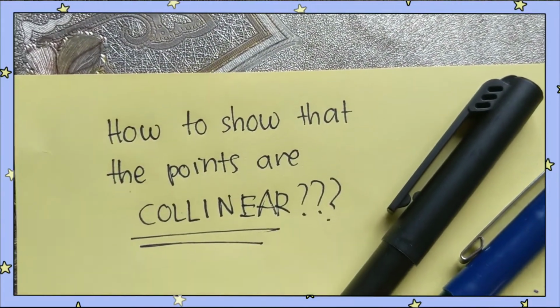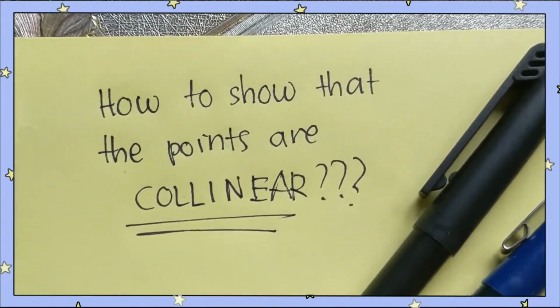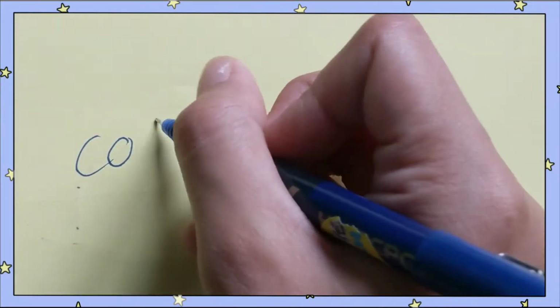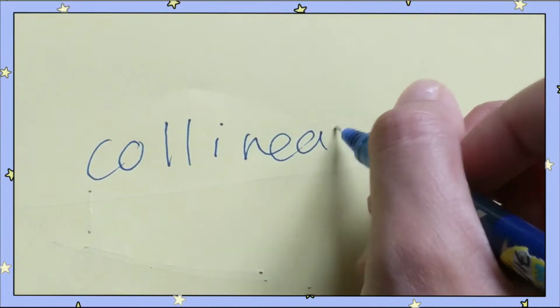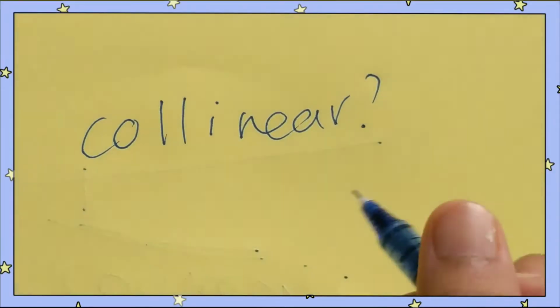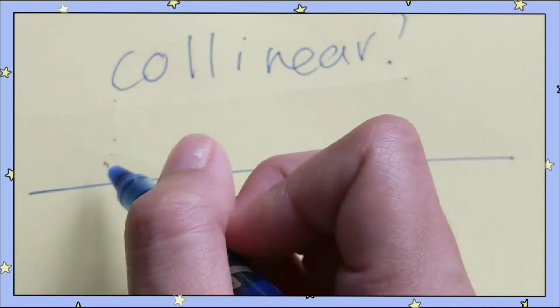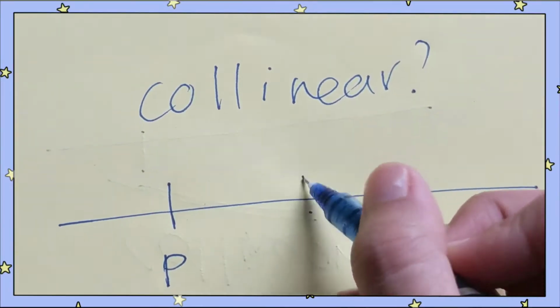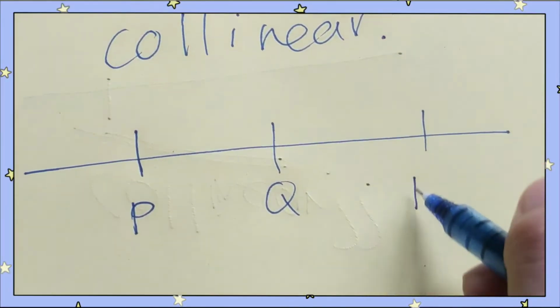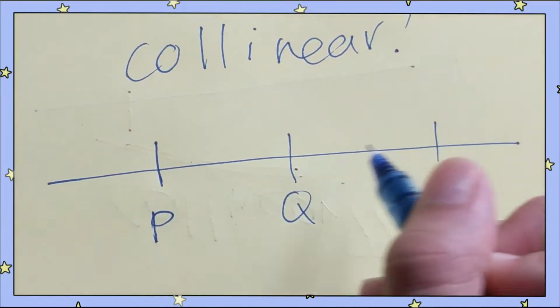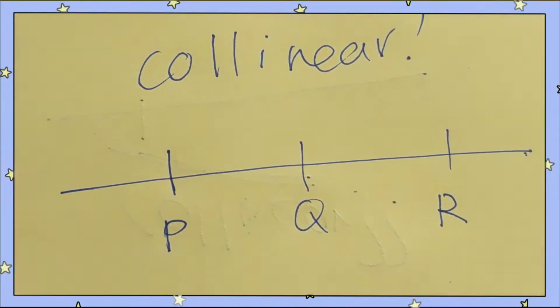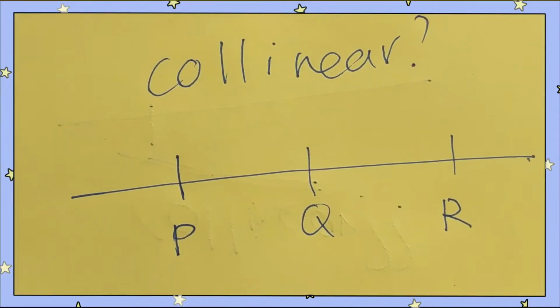How to show that the points are collinear. Okay, before that, what is collinear? Collinear means that the points lie in the same line. For example, point P, point Q, and point R. They lie in the same line. That means that they are collinear.